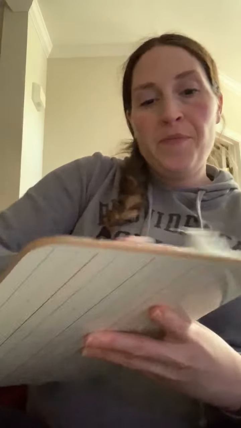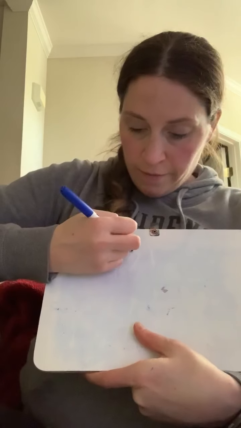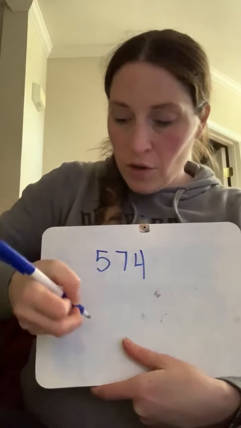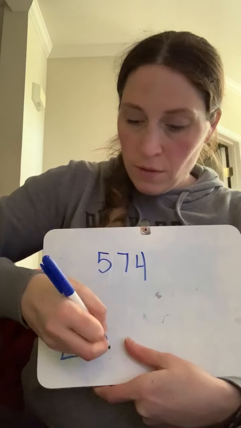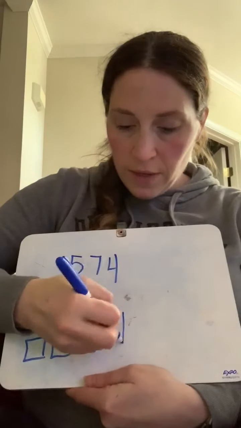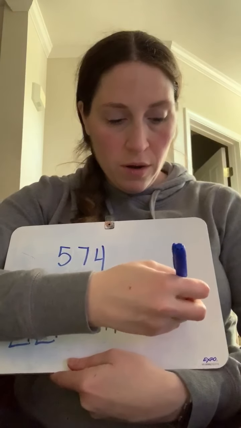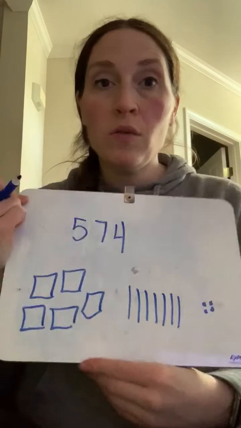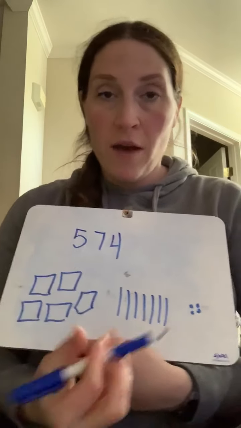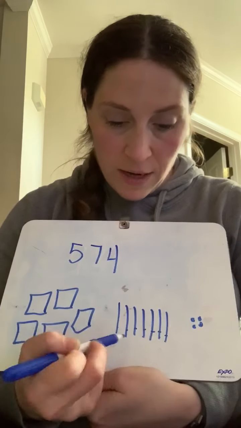Let's try another one. If we had 574, draw it out first. The 5 is in the hundreds place, so you're going to draw 5 hundreds cubes. You have a 7 in the tens place, so you draw 7 10 sticks. And you have a 4 in the ones place, so you draw your 4 ones. So if you wanted to know the value of the 7, or the digit in the tens place, it's not just 7. You have to count your base 10 blocks. It's 10, 20, 30, 40, 50, 60, 70.